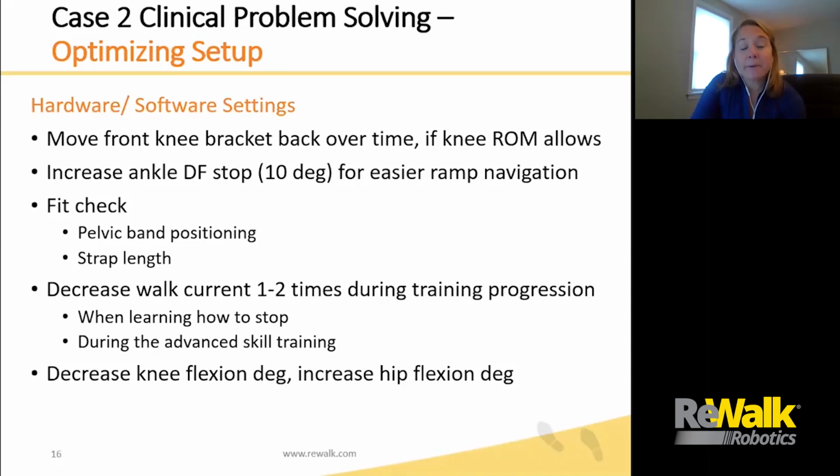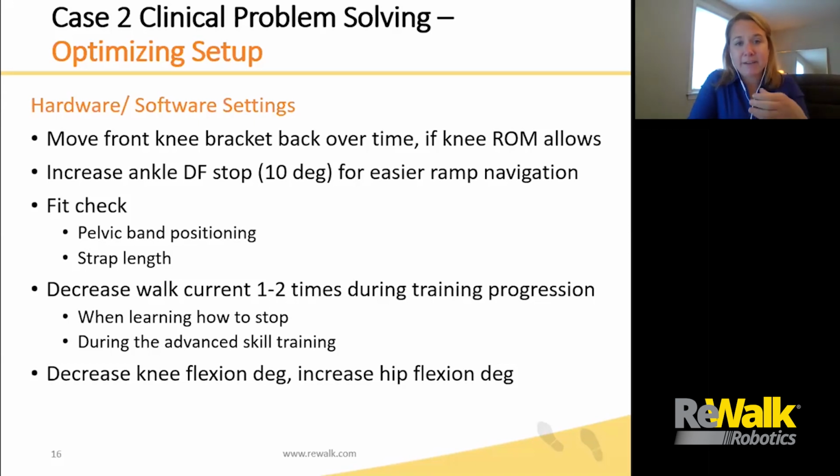So, things we can think about to optimize setup in the more advanced phases of training. Moving the front knee bracket, so hardware-wise, that's the bracket just below the patella on the tibial plateau, tibial tuberosity there. As we talked about, over time, as their ankle range of motion, and their range of motion in general, increases, we want to get to the most physiologic position possible.